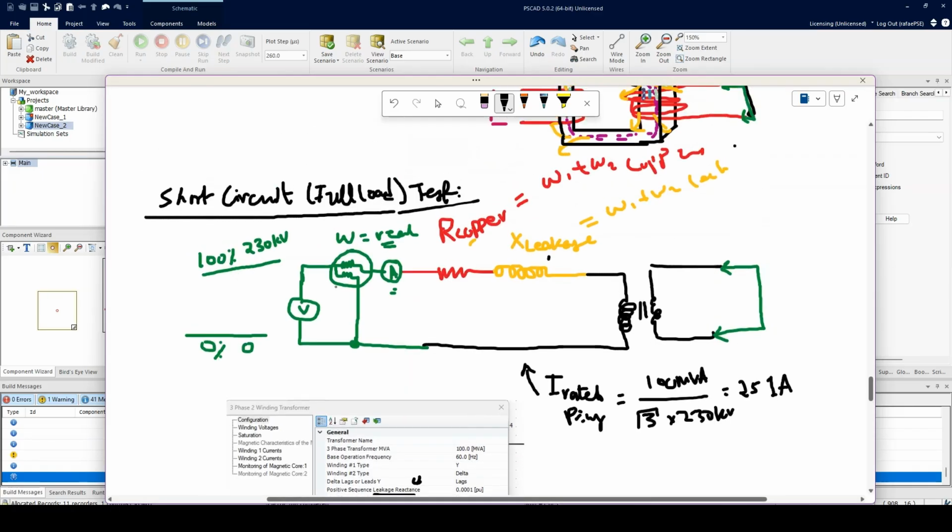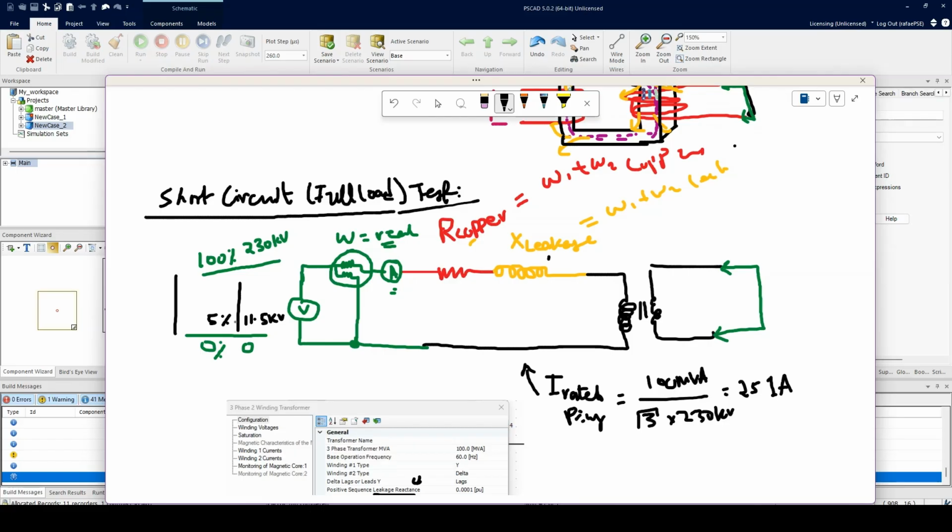What they'll do is start raising the voltage on the primary side, or high voltage side, from zero. Let's say you apply a 5% voltage. 5% of 230 kV is about 11.5 kV. So they'll apply 11.5 kV and try to measure the current. Hey, what's my current at that point?